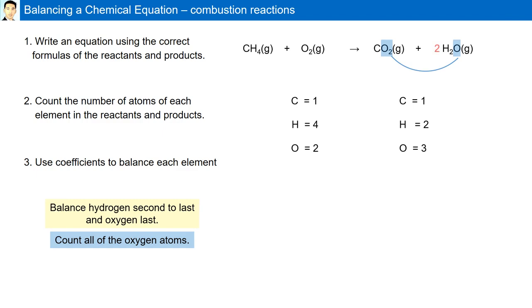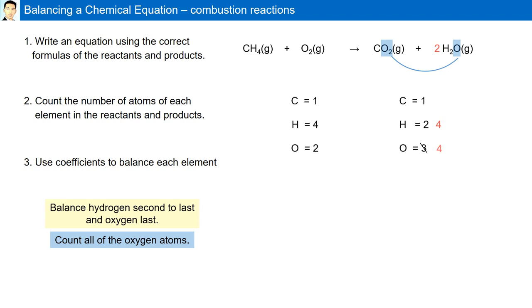So counting both sets of oxygen, we have 2 from carbon dioxide and 1 from water, a total of 3. So we need to balance our carbon. We have 1 on the left, 1 on the right. The carbons are good. Next, we balance our hydrogen. We have 4 on the left, but only 2 on the right. So we add a coefficient of 2 in front of the water, which changes the number of hydrogen to 4, while the number of oxygen also changes. We have 2 from water and 2 from carbon dioxide for a total of 4.